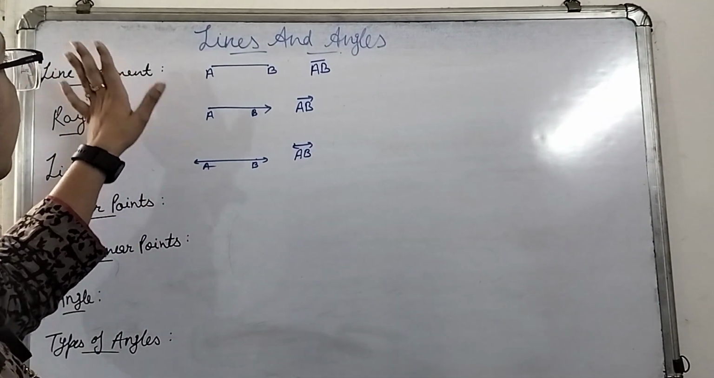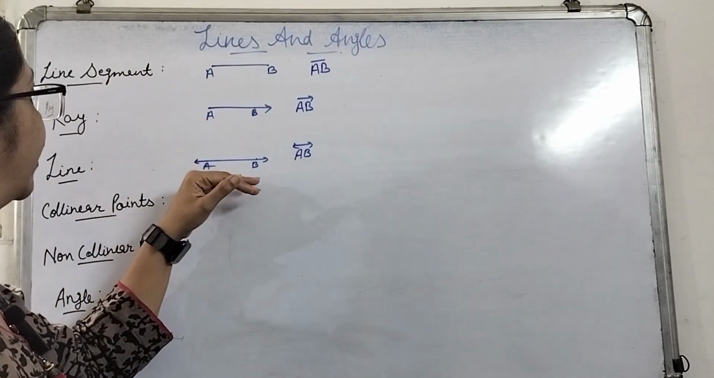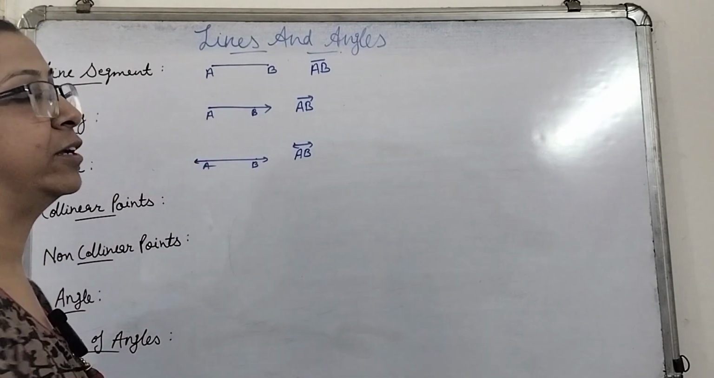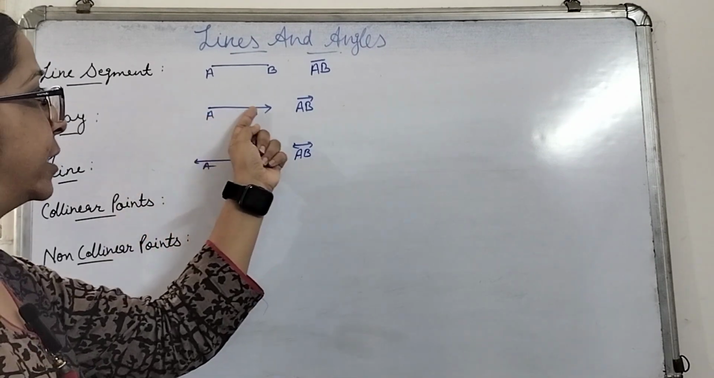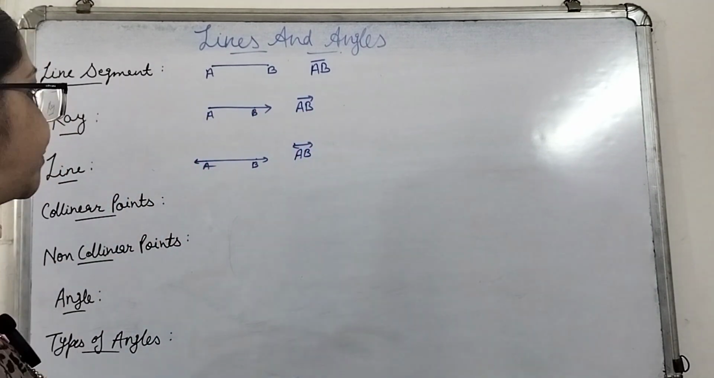So we can only measure the length of a line segment. We cannot measure the length of a ray, and we cannot measure the length of a line, because they do not have any fixed length. A ray can be extended in only one direction, and a line can be extended in both directions.